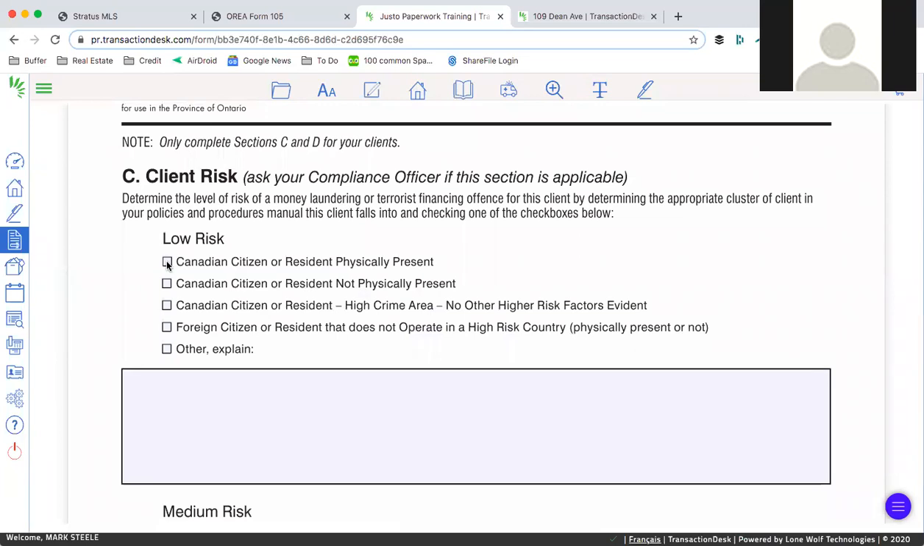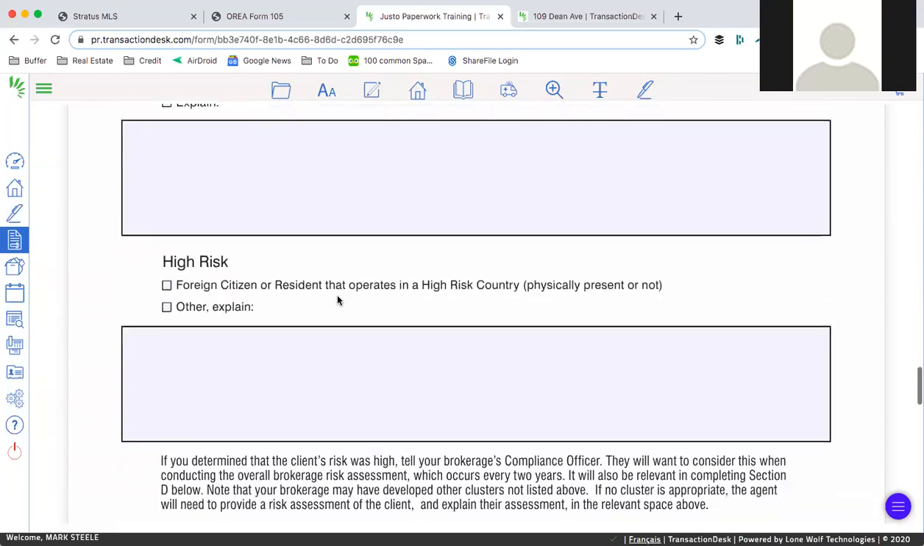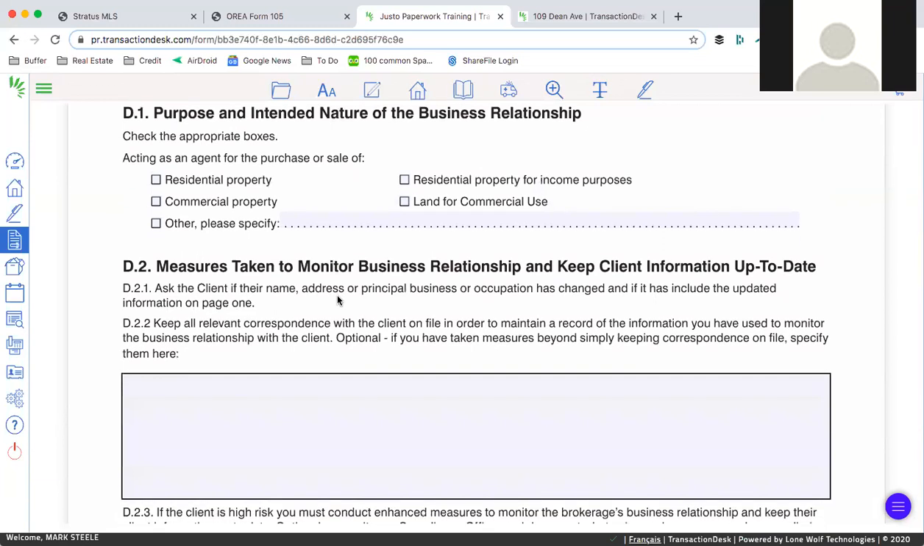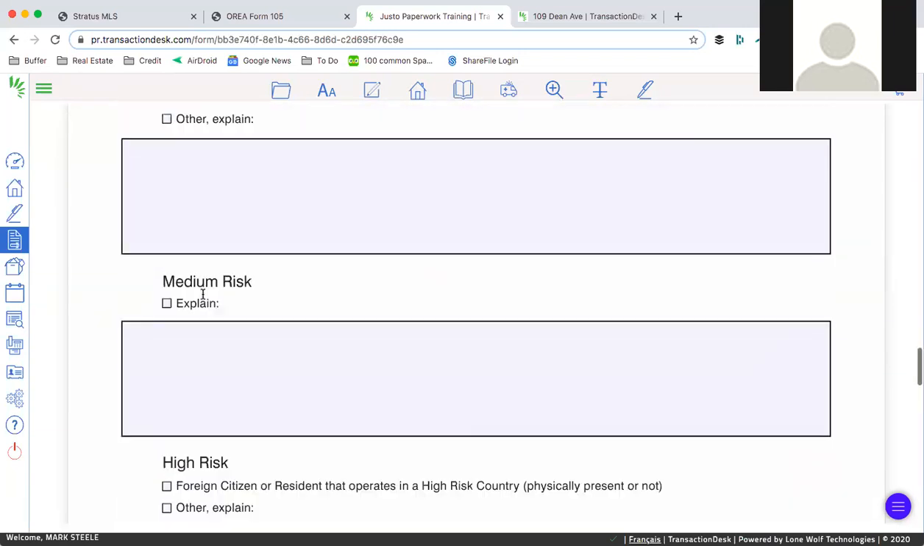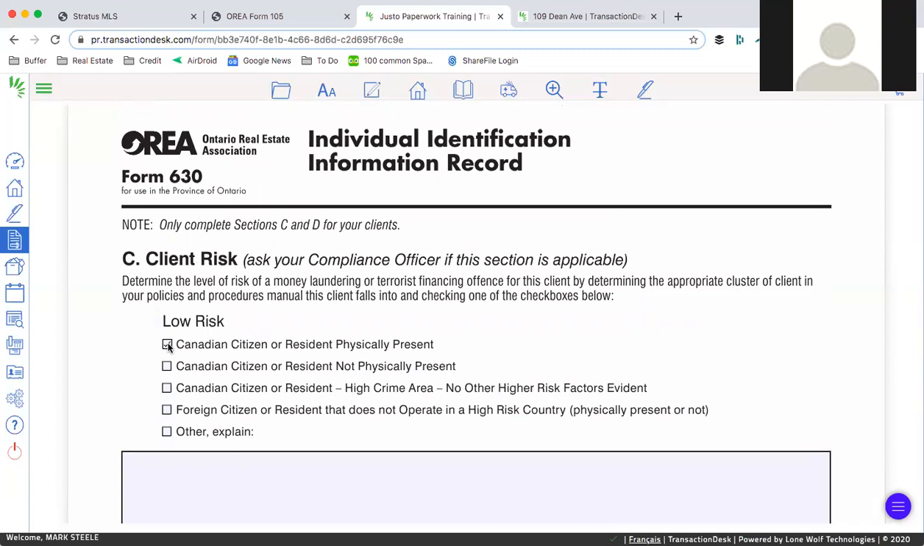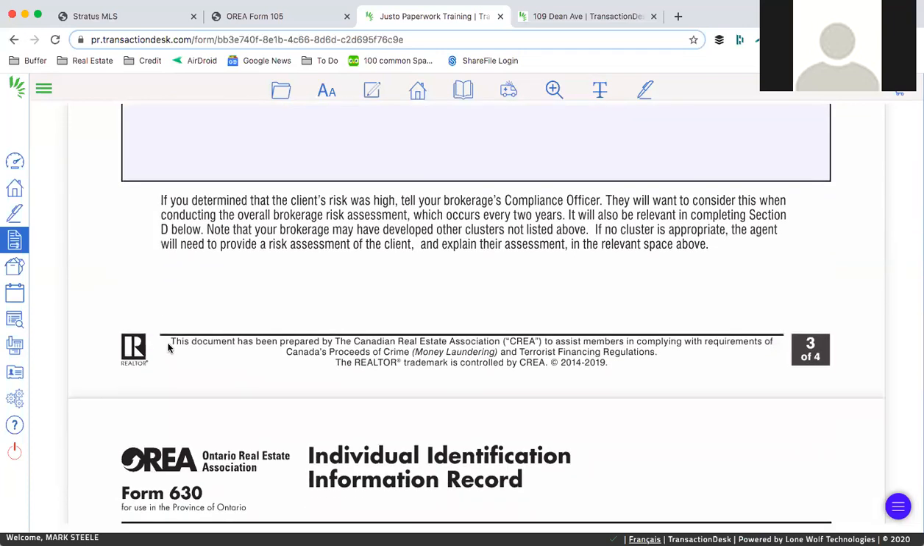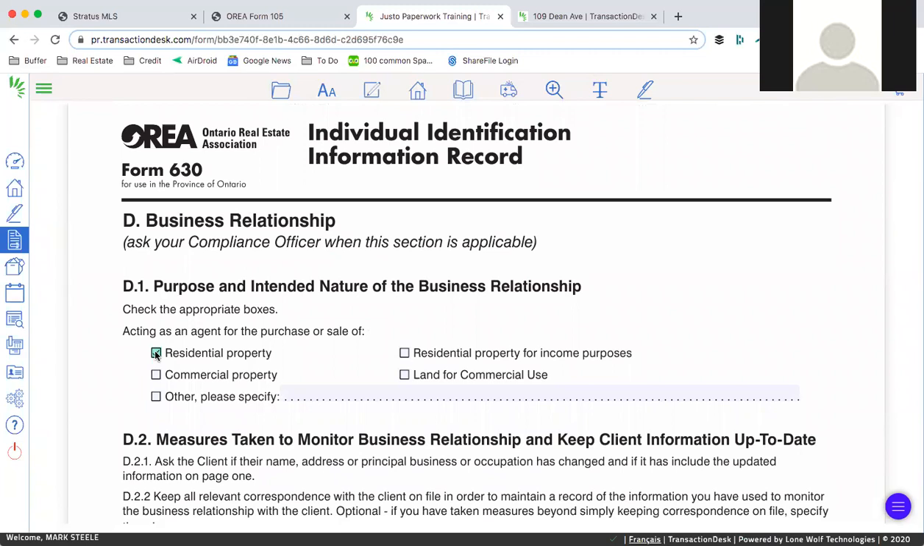The only other box I check is here for a low risk Canadian citizen. There you go. And if you keep it as simple as that, you'll be okay with this paperwork, okay? And then residential property. So you're really only checking two boxes outside of that first section. They're a low risk client, and you're acting as an agent for them for a residential property. If it's commercial, you'll put residential or commercial property. Okay? That's pretty straightforward.